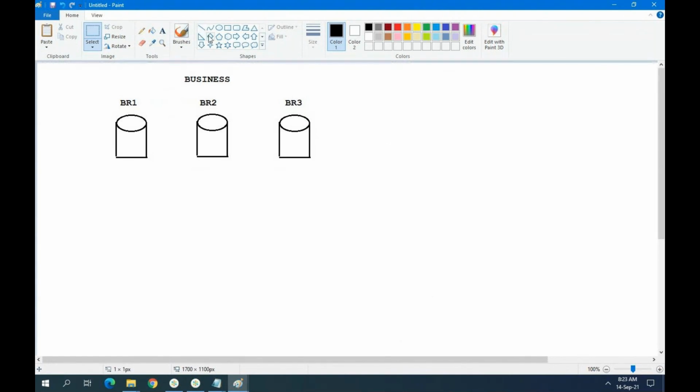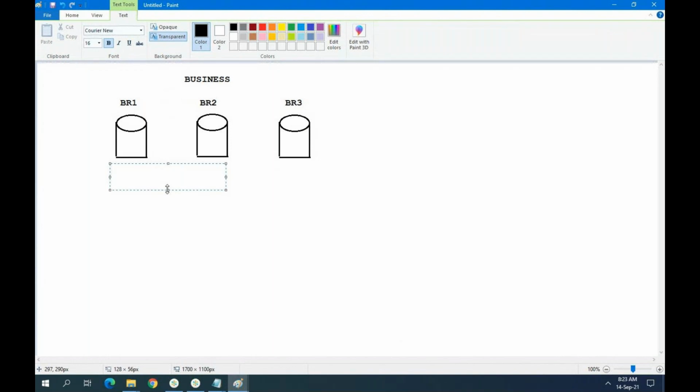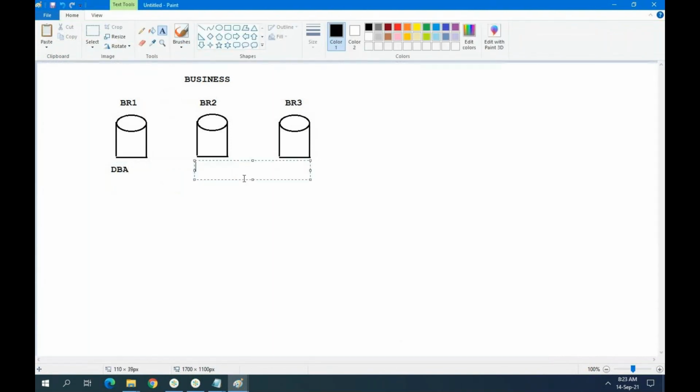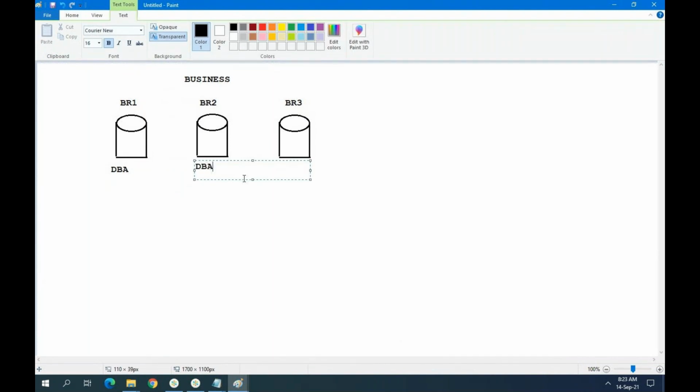So in case of 9i, up to 9i, I am not talking about grid. Here, under each branch, for each server, there should be one DBA to manage the data. A database administrator must be there.